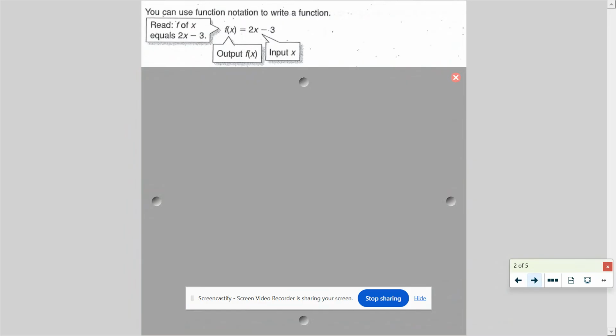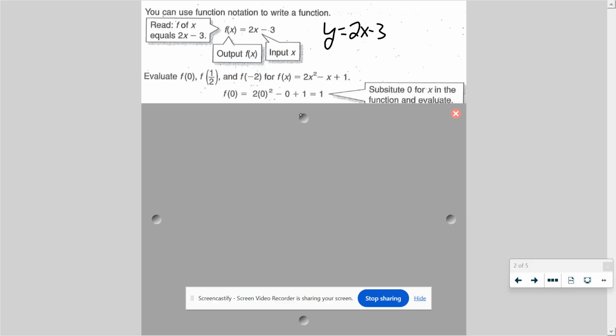You can use function notation to write a function. If you look at the first function, we can read it as f of x is equal to 2x minus 3. We sometimes would see an equation look like y is equal to 2x minus 3 as well, which is synonymous. But when it comes to function notation, we are specifically going to read it as f of x equals 2x minus 3. And what we can do is evaluate our function for individual values.